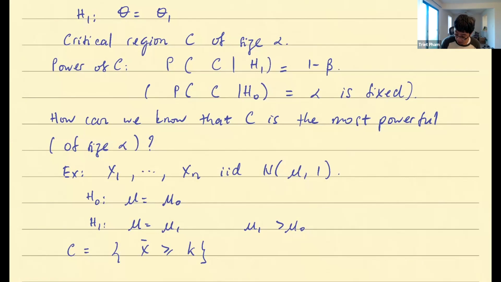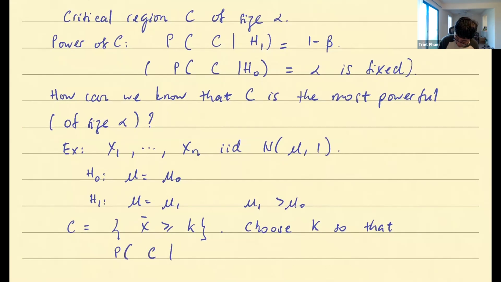But how do we know that this is the most powerful? In other words, are there other critical regions that we have not imagined that may be more powerful than this one? First of all, it goes without saying that we choose big K so that the probability of C given H naught is equal to alpha. So we choose K so that C has size alpha.